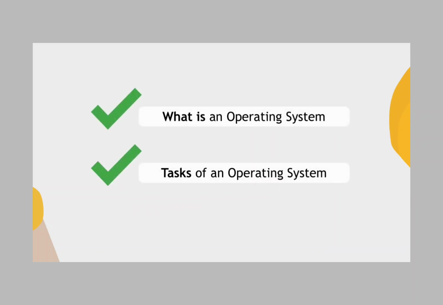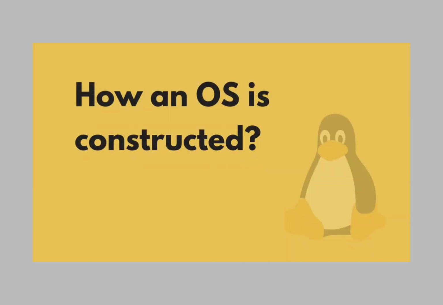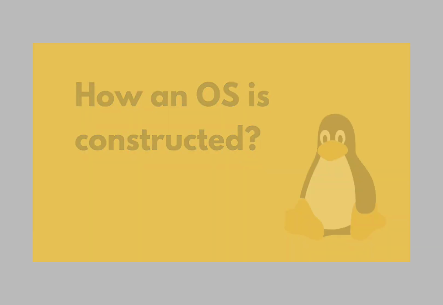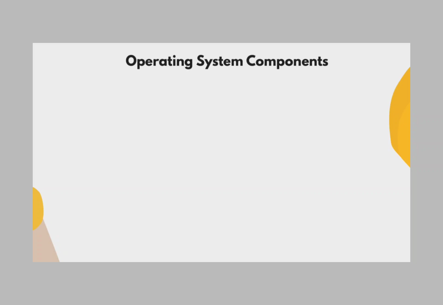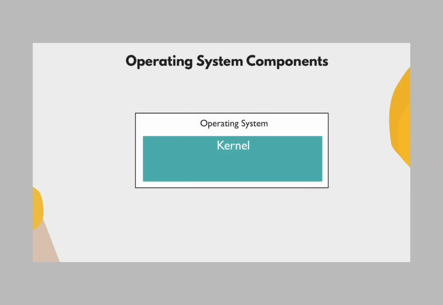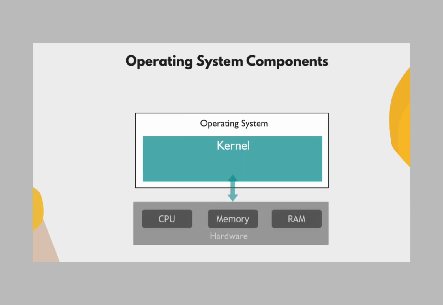Now that we understand what an operating system is and what its tasks are, let's see how an operating system is constructed or made up. At the core, an operating system has a kernel, like a Linux kernel, for example. This is the part of an operating system that loads first when you turn on a computer. This is the heart of every operating system, responsible for managing the hardware components, again, CPU, memory, RAM. And different operating systems may have different kernels.